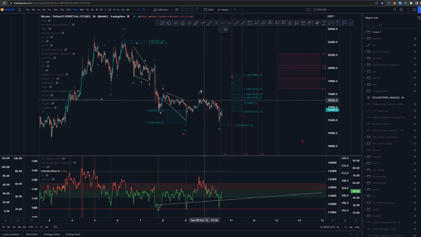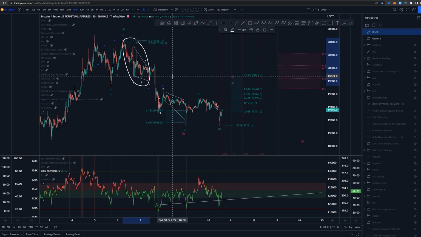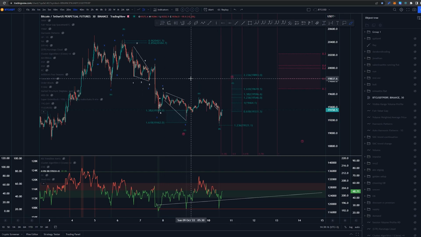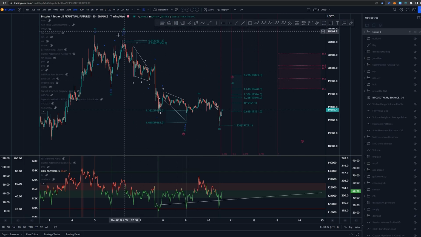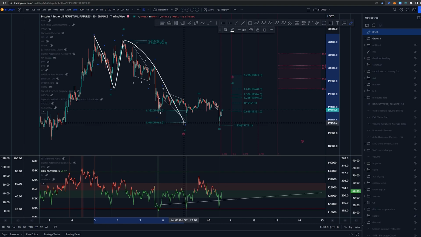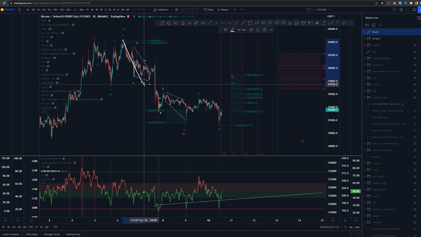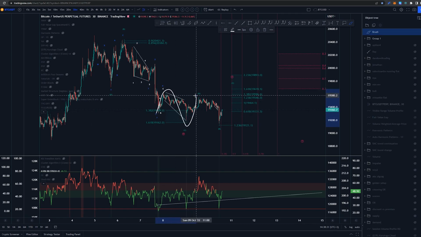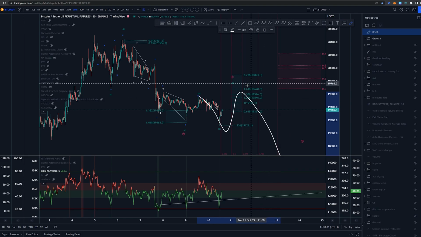The only issue I have with this count is the substructures. Because again, this structure here is a diagonal and so is this one. So generally that is not very common to happen. But again, that is the only way I could explain this whole thing and have this as an ABC. Sure, there could be ways to label this as a 3-wave structure in here as well and end the count here and say that we have another 3-wave structure like so and then another 3-wave structure like so.